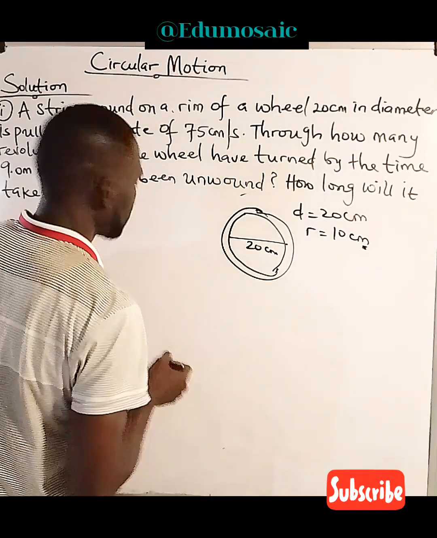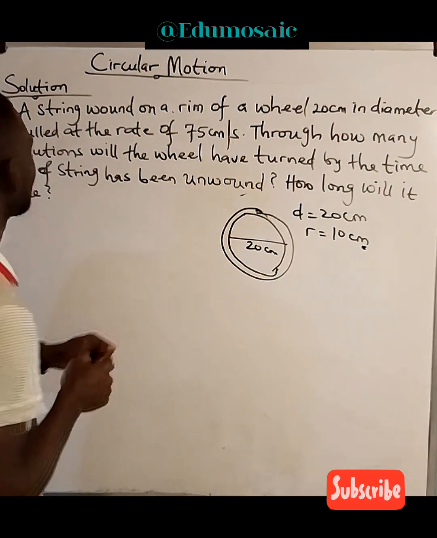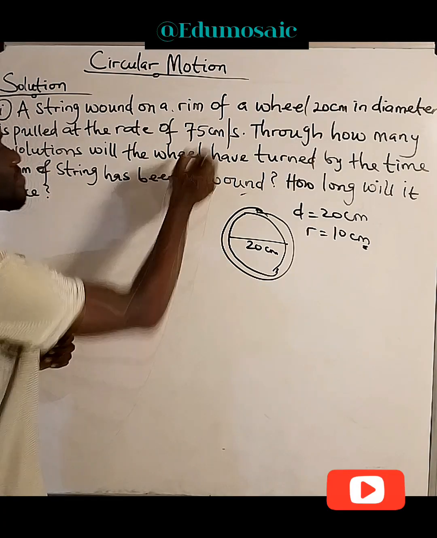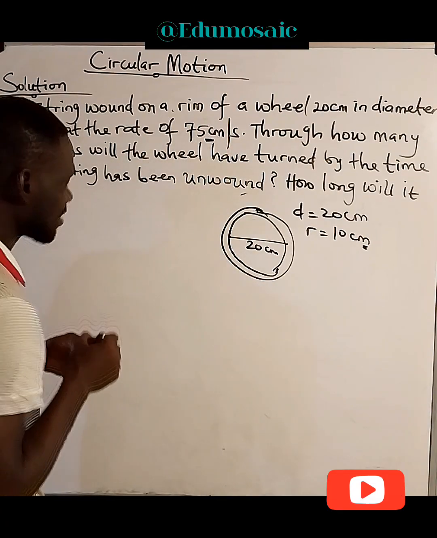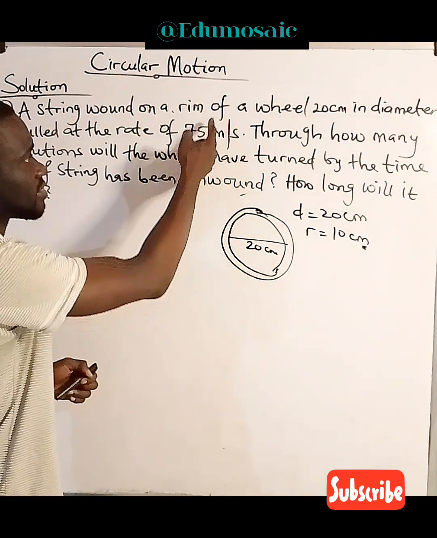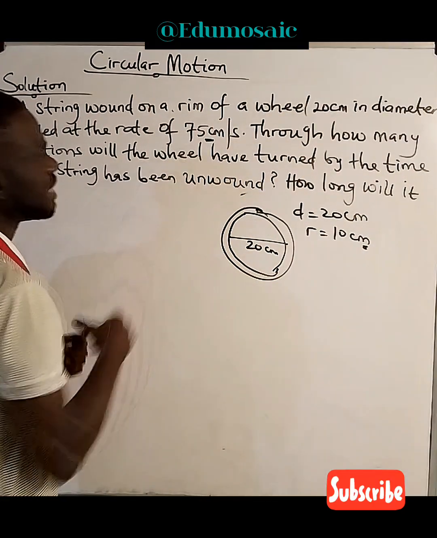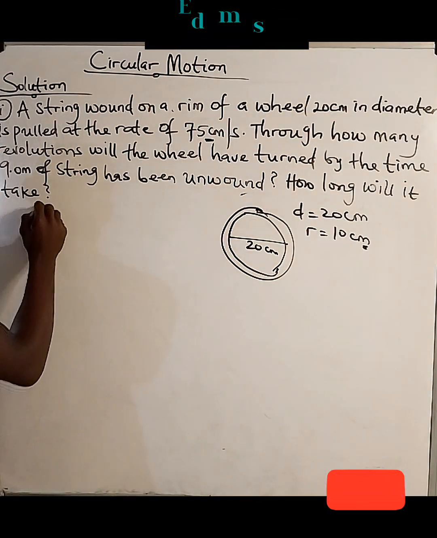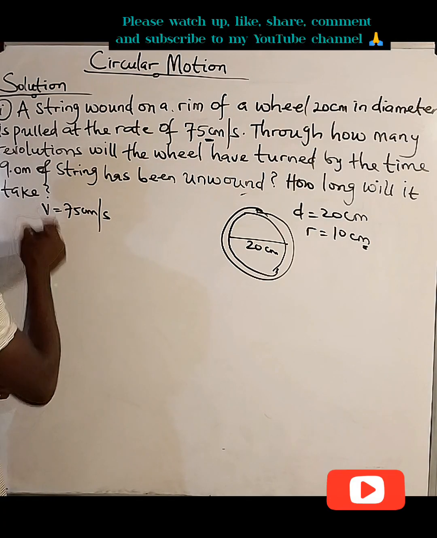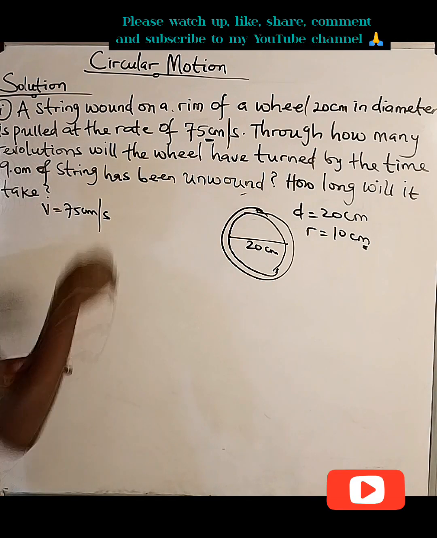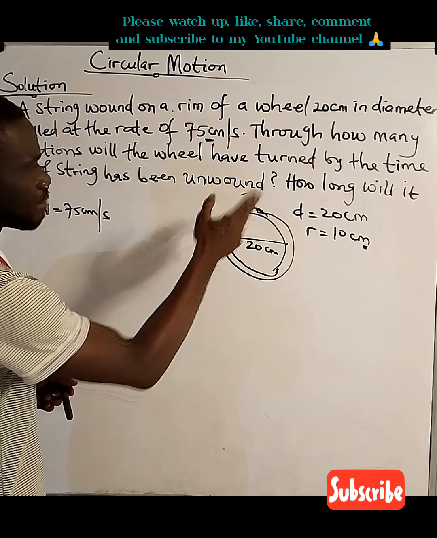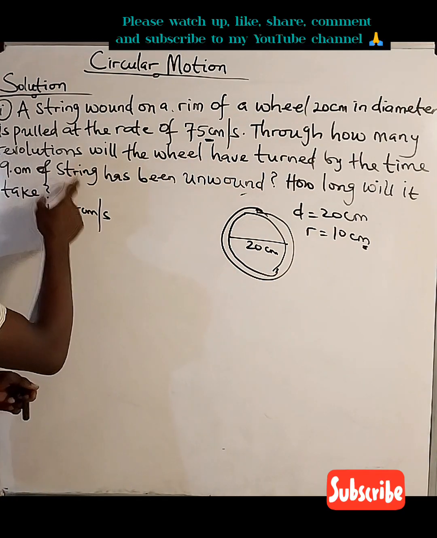That's very simple. And don't forget, the next thing we have is that the string is being pulled at the rate of 75 centimeter per second. Now, this quantity given to us is a linear or tangential speed. That's what we have here, distance over time taken. So we have that v is 75 centimeter per second, a linear or tangential speed.